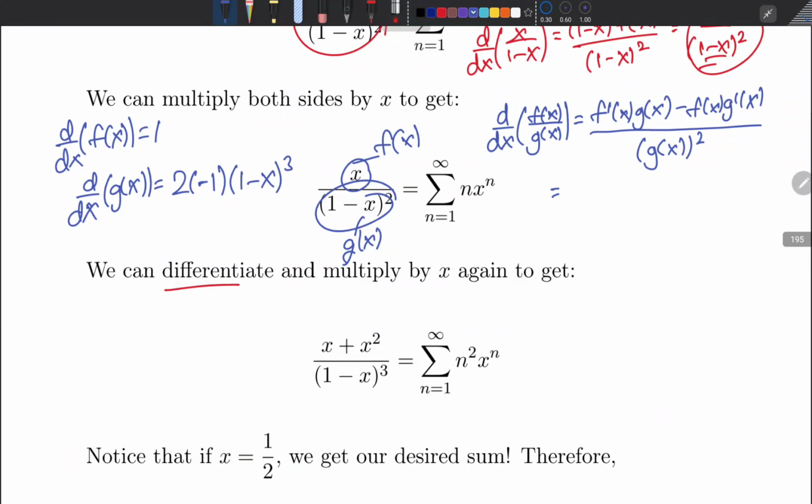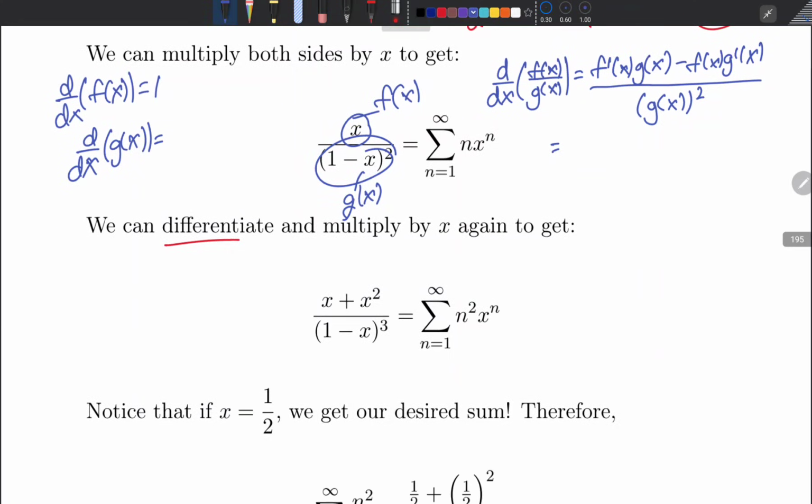I think it's perfect. Let me write something like this: d over dx of 1 minus x whole to the minus 2, which is minus 2 times minus 1 with the chain rule, and we have 1 minus x to the minus 3. So that's going to give us 2 over 1 minus x whole cubed, right? Okay.